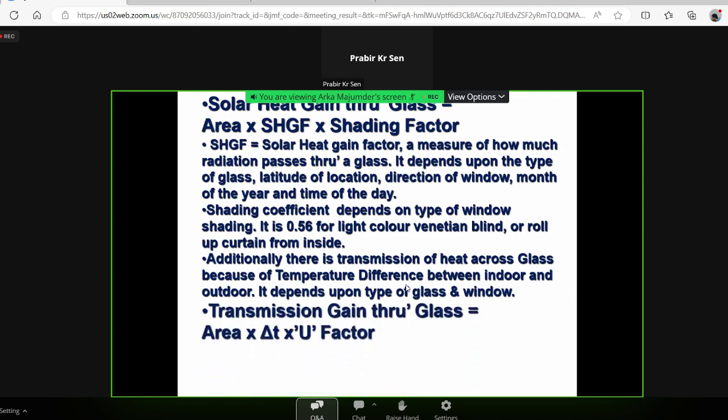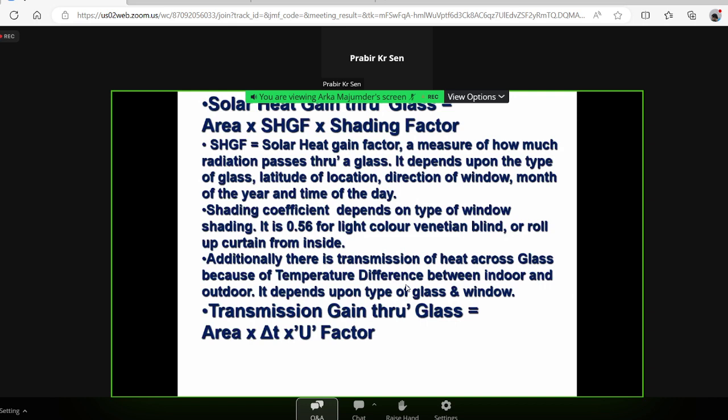Next. Transmission through glass is similar to the wall: area into delta T into U factor. Because glass is very thin, normally we don't take TETD. Because of that, we take only delta T and U factor. For very thin glass, a major portion of the radiation comes through as direct radiation, and only a relatively small portion is absorbed and conducted, so we don't go for TETD there. We take only delta T.